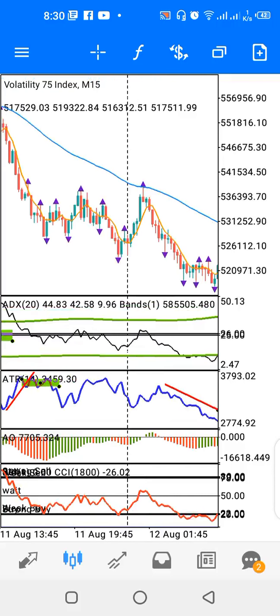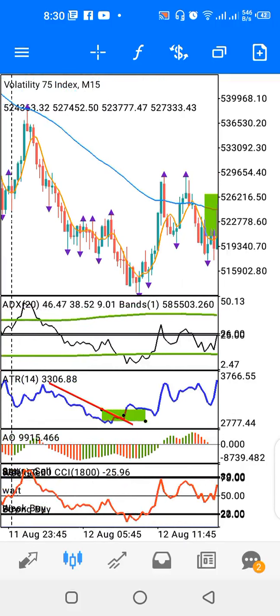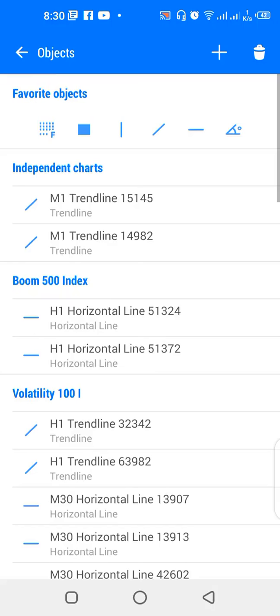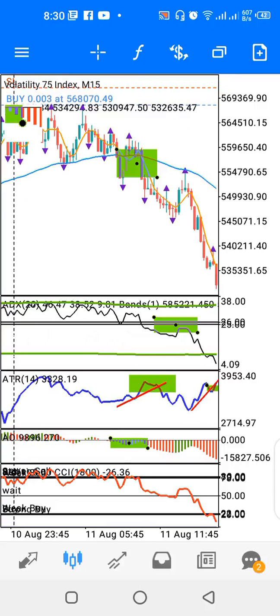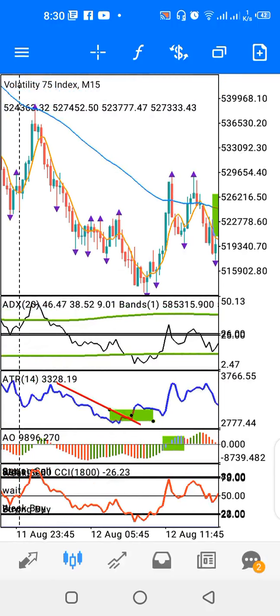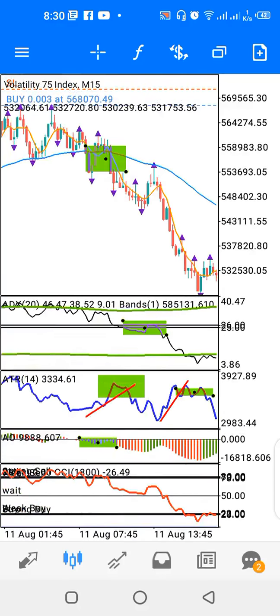Now for the third window, which is the awesome oscillator, that's a simpler one. When the awesome oscillator bar starts to develop above, you look for buy trades. When the awesome oscillator bar starts to develop below, you look for sell trades. So that's very simple. You can see the bars are forming above the zero line, look for a possible buy trade. But when the bars are forming below the zero line, look for possible sell entries.